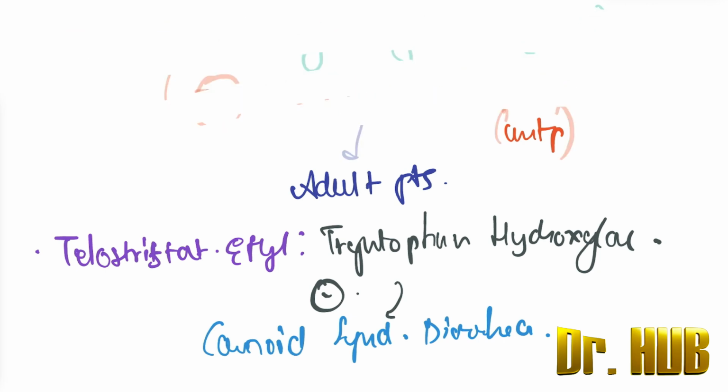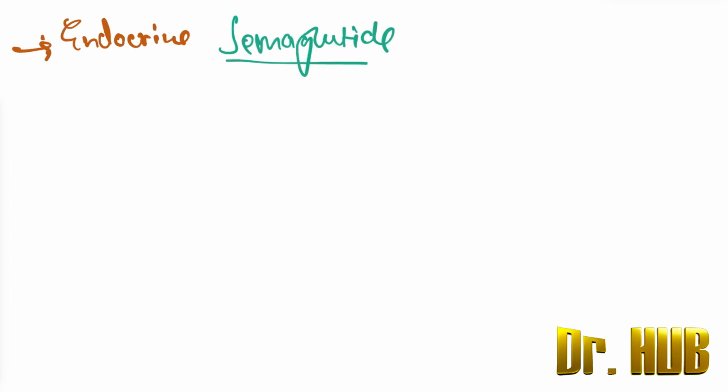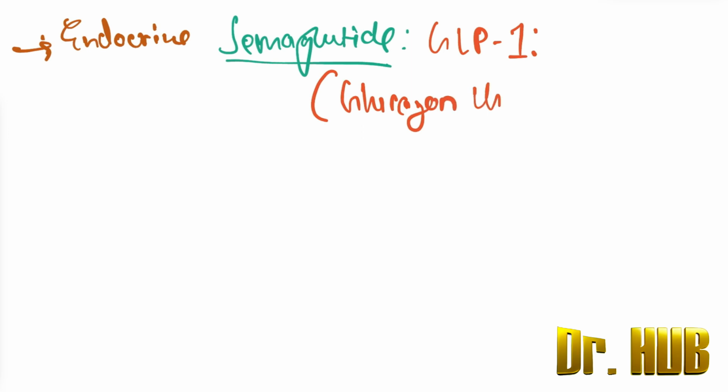Next we move on to the topic of endocrinology. So under endocrinology there is semaglutide. What is specific about semaglutide? It is a GLP-1. What is meant by GLP-1? GLP-1 is nothing but a glucagon-like peptide 1 receptor agonist.